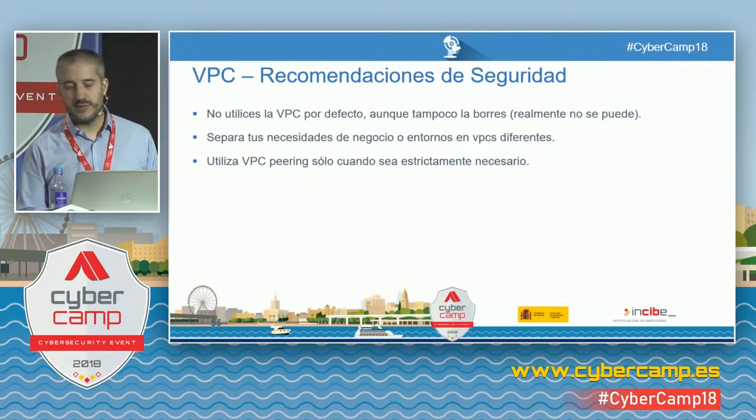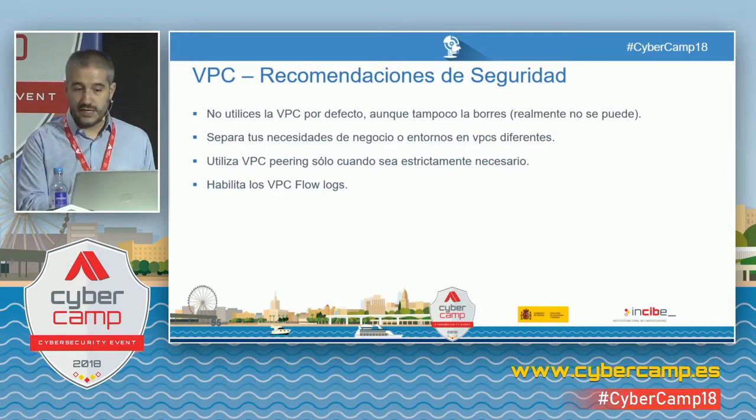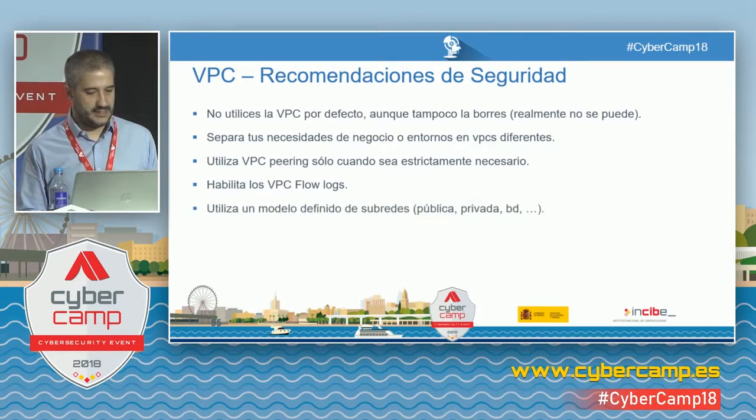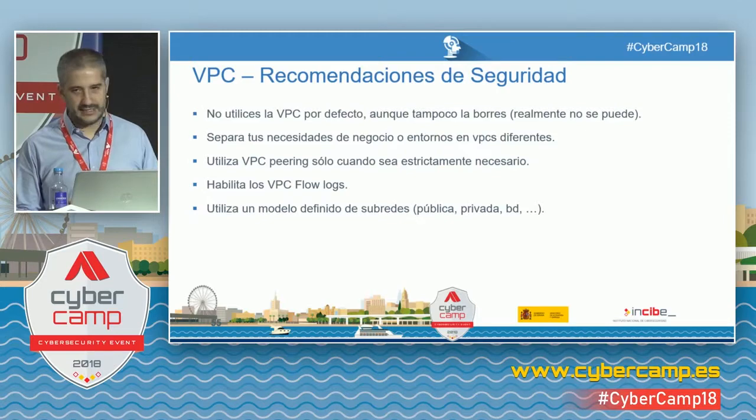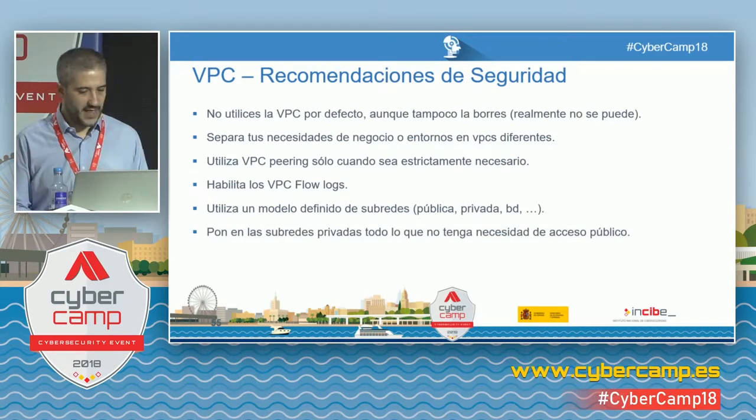Use the peering only when needed. If 2 VPCs don't need to see each other, don't let them see each other. Enable the flow logs, as I just said. It is so simple and not costly when it comes to money, and it helps for auditing and everything else. Use a well-defined model in the network and decide whether it's private or public, if you want subnets for the database, anything you need.